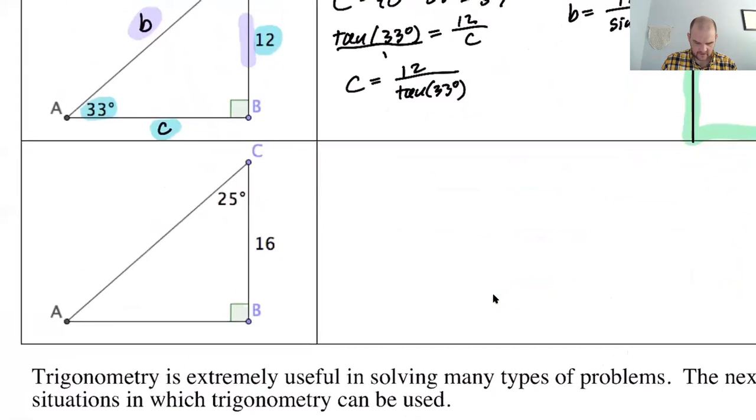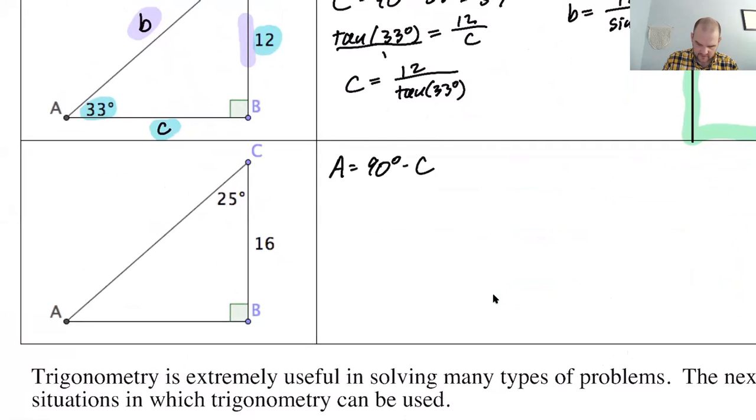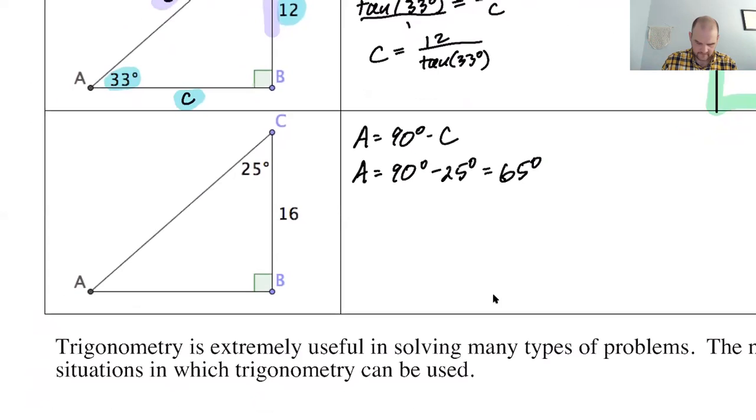So it's a little different because the angle that we really want to know we don't have, but we can find it. So angle A should just be 90 minus angle C, which means that A is going to be 90 degrees minus 25 degrees, which should be 65 degrees. And we're going to avoid using that if we can, which we usually can. So let's see, we want to find side C, side B.